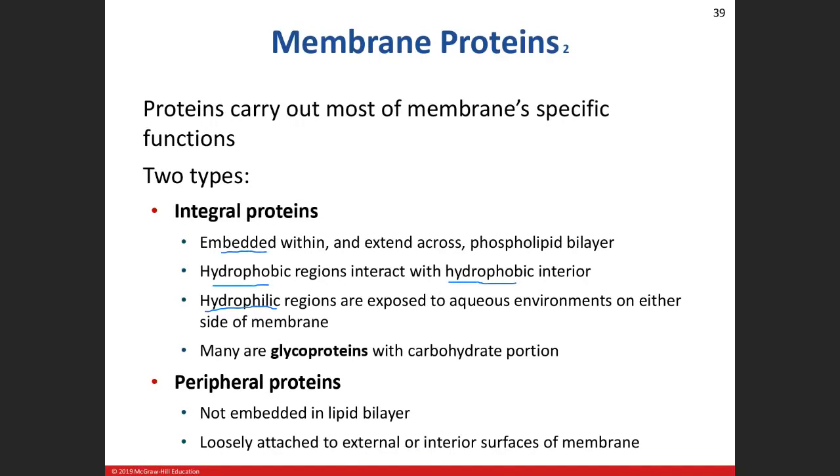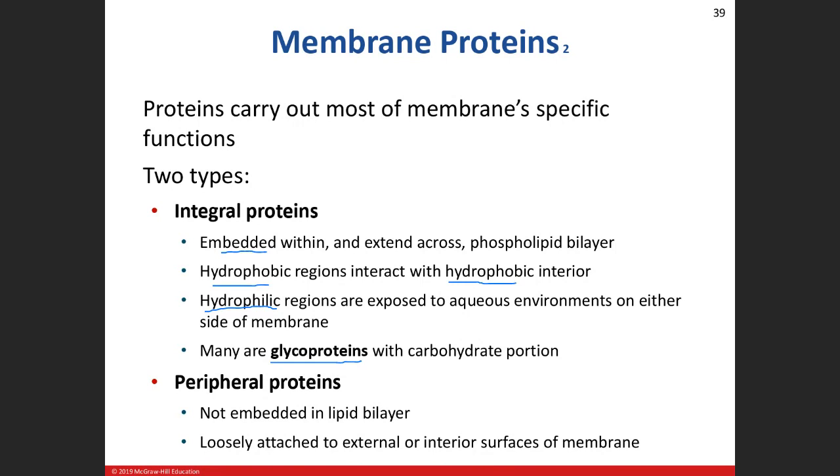So several of these types of proteins are what we call glycoproteins. They have a carbohydrate group attached to them. Those carbohydrate groups attached to these proteins will have specific functions. One is a cell identifier. So, for example, ABO blood typing. That's going to be one of our functions.